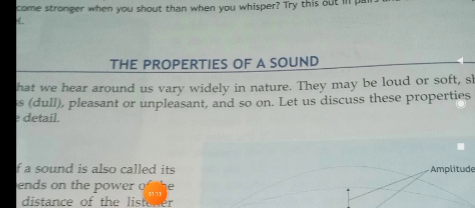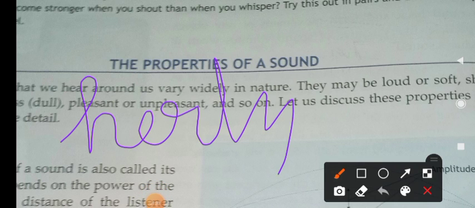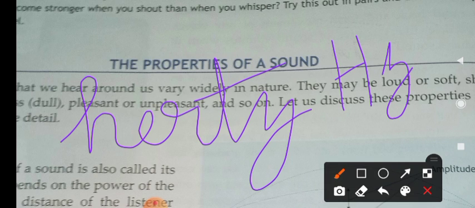Now, the properties of sound. Among the properties, we need frequency. Frequency is the number of vibrations made by the source in 1 second. Its unit is hertz. What is the unit of frequency? Hertz. It is symbolically represented as Hz, capital letter H and small letter z. And what is frequency? Frequency is the number of vibrations made by the source of sound in 1 second.